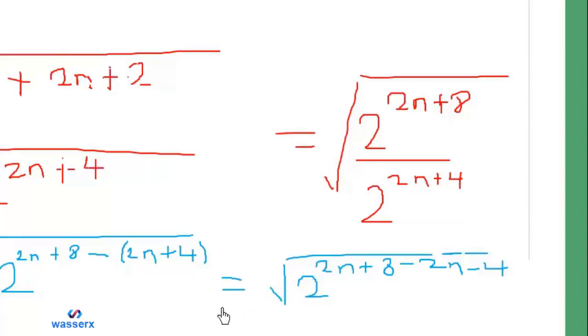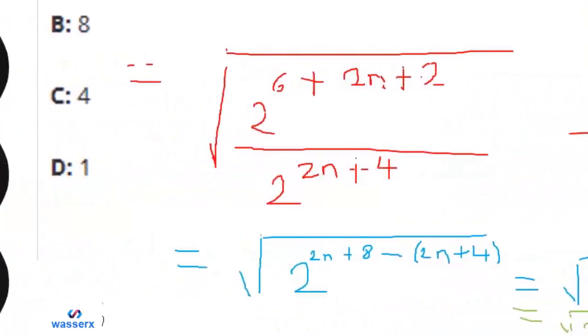Now if you simplify this further, we are going to get the square root of 2 to the power, 2n will cancel 2n, this will give us 0. Then 8 minus 4 will give us 4. So according to the law of indices, this is going to be equal to 2 to the power 4 times 1 over 2. One of the laws says that the square root of a is the same as a to the power 1 over 2. So this will give us 2 to the power 2, which is equal to 4. So our correct answer is going to be 4. So the correct answer is this.